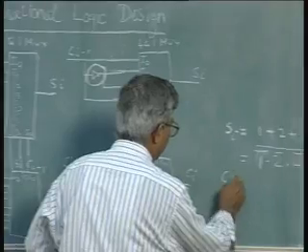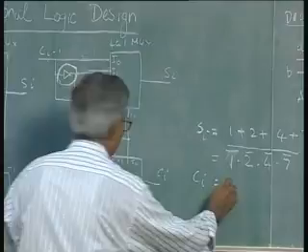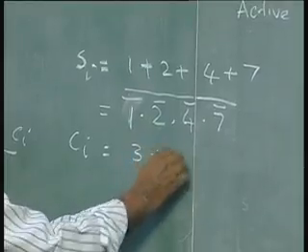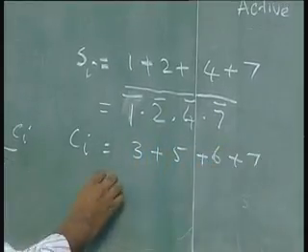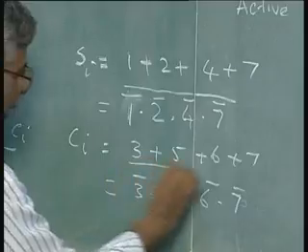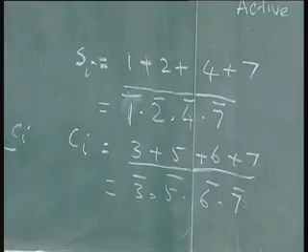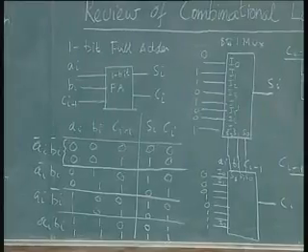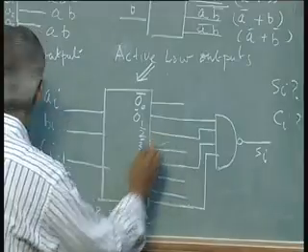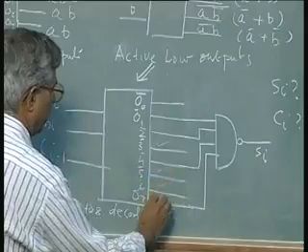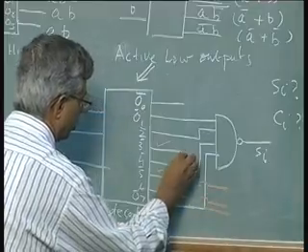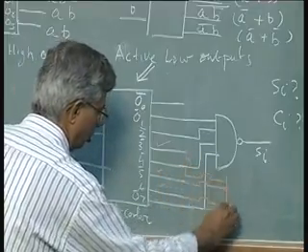Likewise, my carry would be 3 or 5 or 6 or 7, which is the same as writing 3 bar and 5 bar and 6 bar and 7 bar, whole bar, which is equivalent to saying now 3 bar, 5 bar, 6 bar, 7 bar. So, I will take this, take this, take this, and put it in the NAND gate.